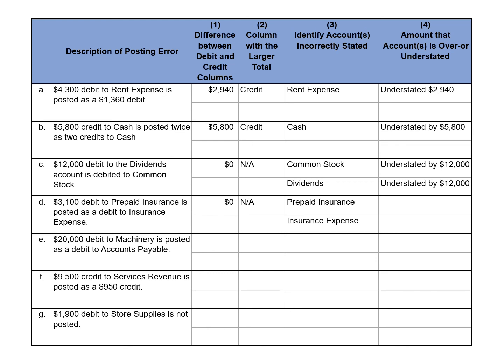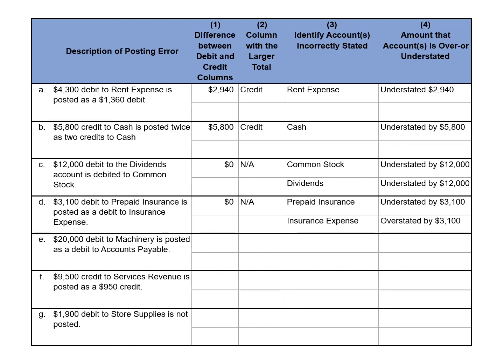So prepaid insurance is an asset, and to increase assets, we debit, but we never did. It got booked to the wrong account. So that means that we're understated by $3,100. And then our insurance expense, we increase expense by debits, and the insurance expense got a debit that they shouldn't have gotten. So they're overstated by $3,100.